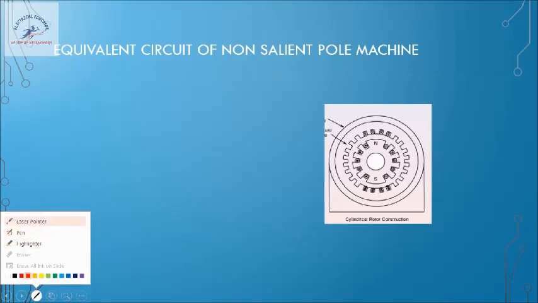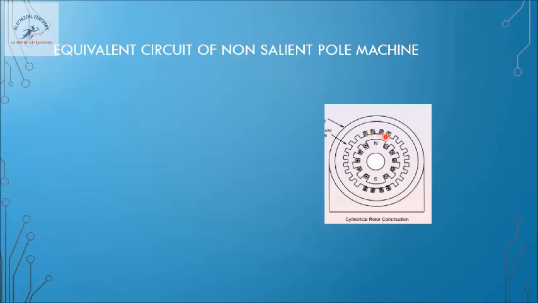So we can observe that in this particular diagram, the air gap between the stator and rotor is uniform throughout the periphery. If the air gap is uniform, then the flux will be uniform. So throughout the air gap, flux is uniform. Please keep this point in mind.